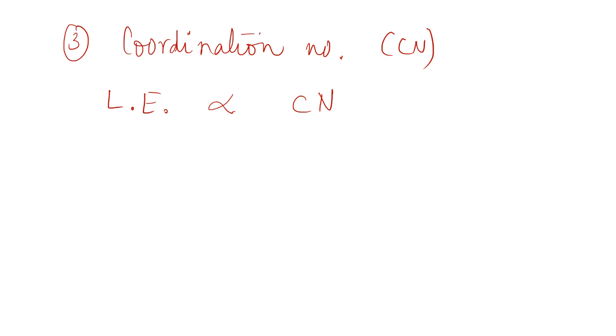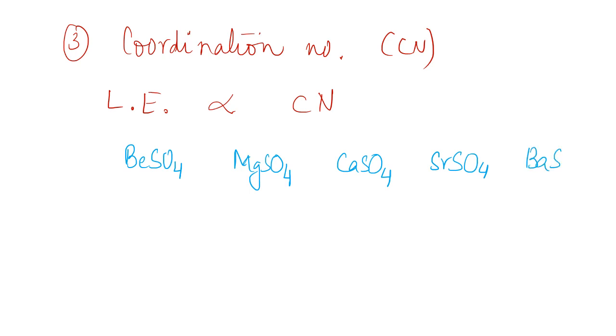जैसे हम डाउन द ग्रुप की बात करते हैं, हम अगर सेकंड ग्रुप की बात करें, so we have magnesium sulfate, we have calcium sulfate, we have strontium sulfate, and we have barium sulfate. अब इसमें क्या होता है? What is the order of lattice energy? The lattice energy is higher for barium. It goes in this order.